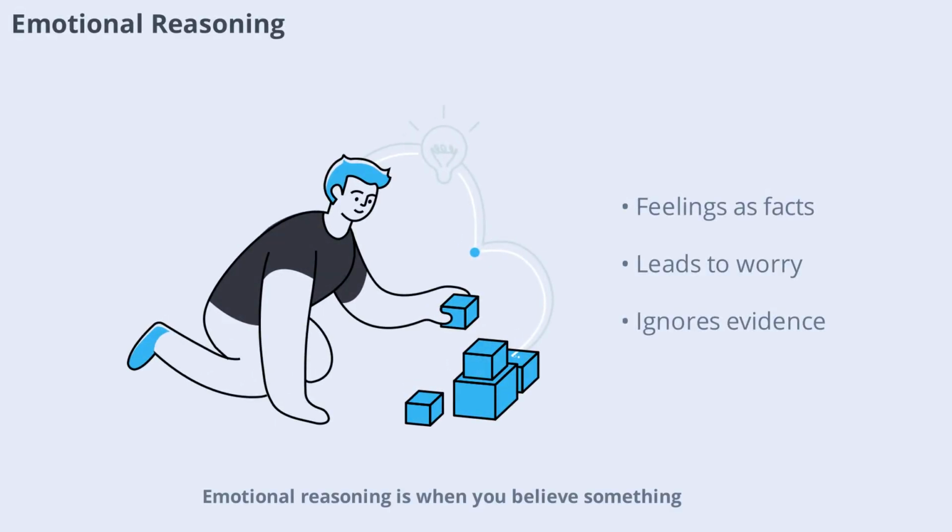Emotional reasoning is when you believe something must be true because you feel it strongly, even if there's no evidence. For instance, if you feel anxious, you might assume something bad is about to happen. This distortion can make emotions seem like facts, leading to unnecessary worry or fear. Recognizing emotional reasoning helps you separate feelings from reality and make decisions based on evidence, not just emotion.